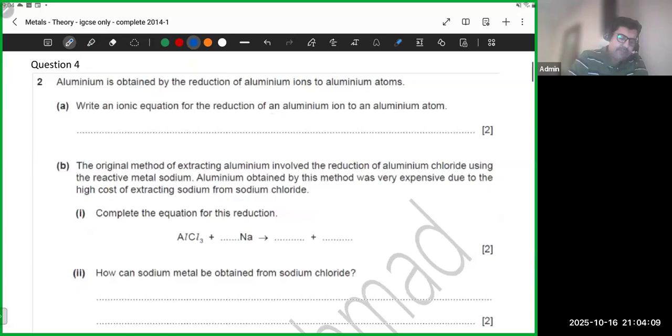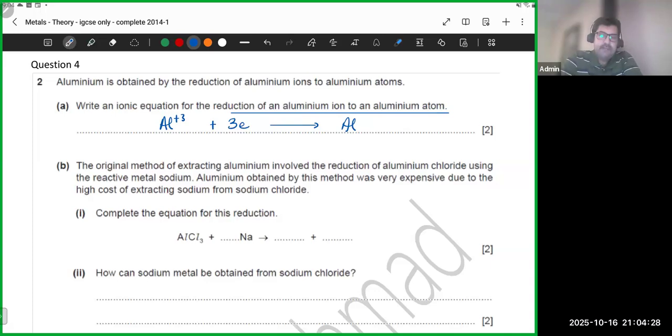Write an ionic equation for the reduction of an aluminium ion to aluminium atom. Reduction means gain of electrons. So aluminium ions, aluminium is group 3, so it's +3 to aluminium atoms. That means it's gaining how many electrons? It's gaining 3 electrons. Okay, that's reduction.